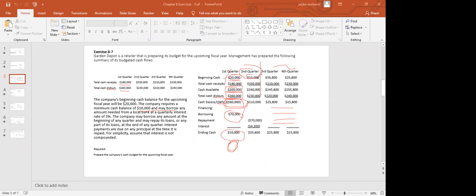So now 10 will become our beginning balance for the second quarter. We have cash inflows of 330, so that's a total of 340. We have cash outflows of 230. So now we have 110 excess, or we have positive cash of 110. Okay.